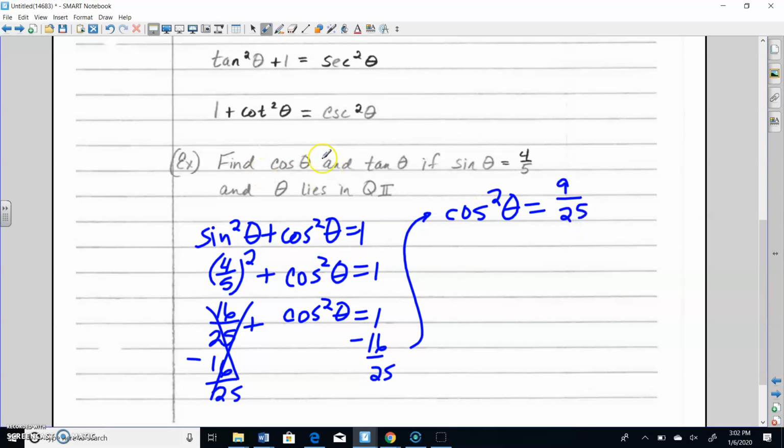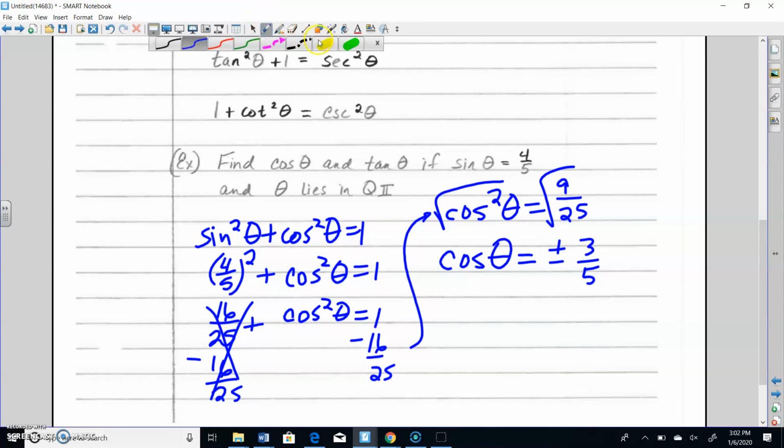So my first answer needs to be cosine of theta, not cosine squared. So how do we undo a square? Square root. So we can still do this, square root, so that gives us cosine of theta. And when we square root in an equation, we can get both the positive and the negative values, so that gives us a positive or a negative 3/5. But we have to decide on which one it is, whether it's positive or negative, and this helps us do that.